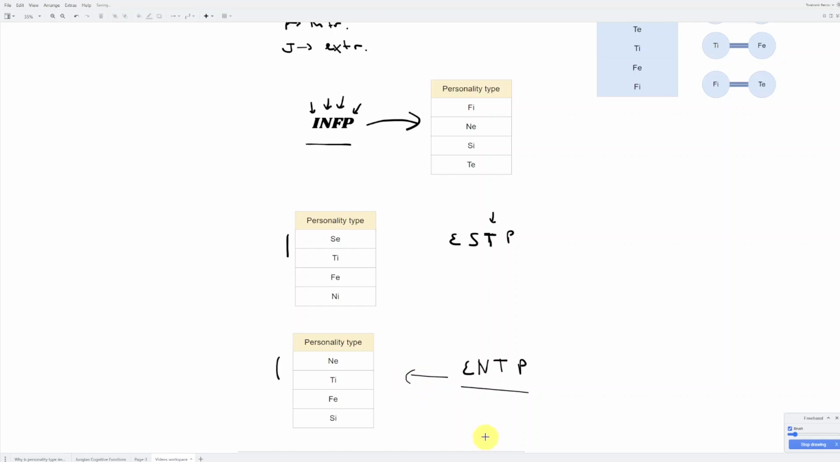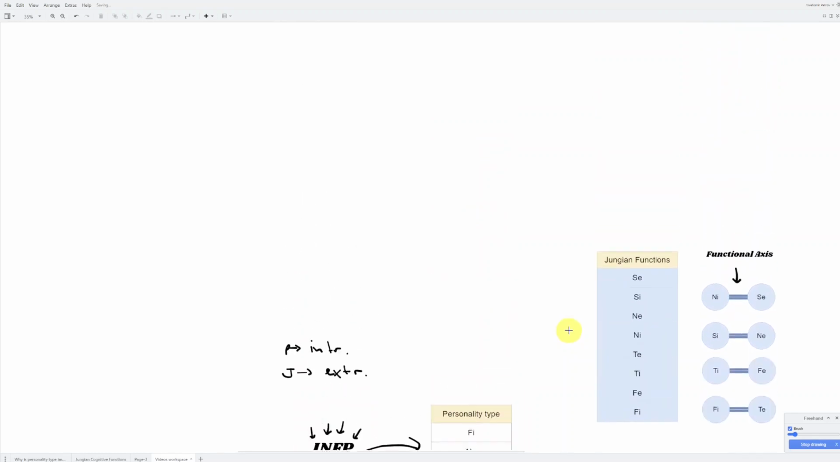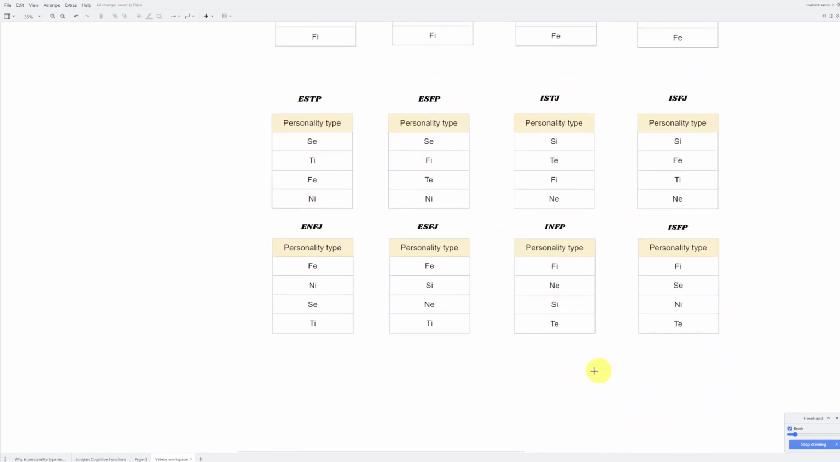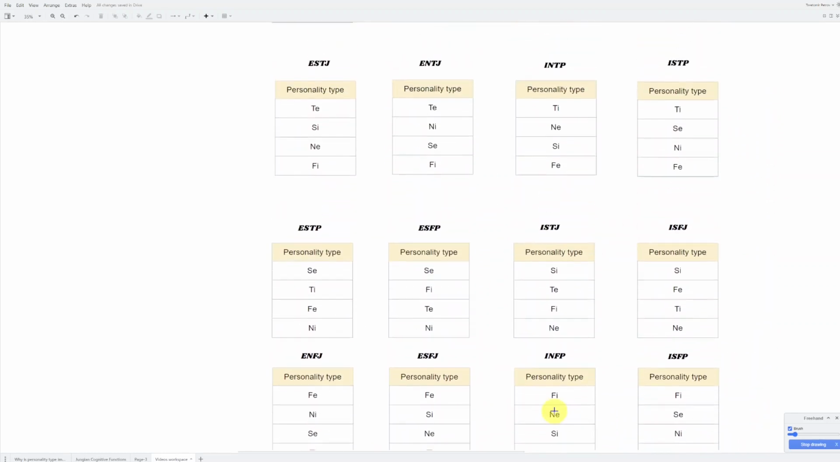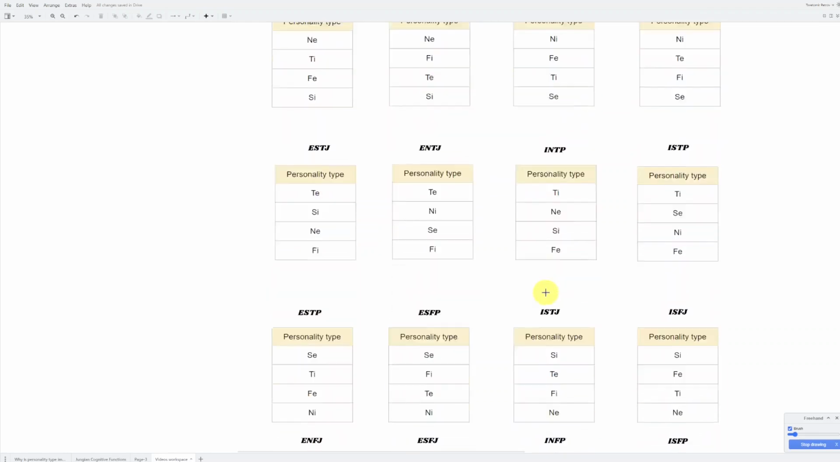And I hope with this everything is clear regarding this. If you want to practice, here you can see all the 16 types with their 4-letter codes. You close the screen and look at it and practice yourself.